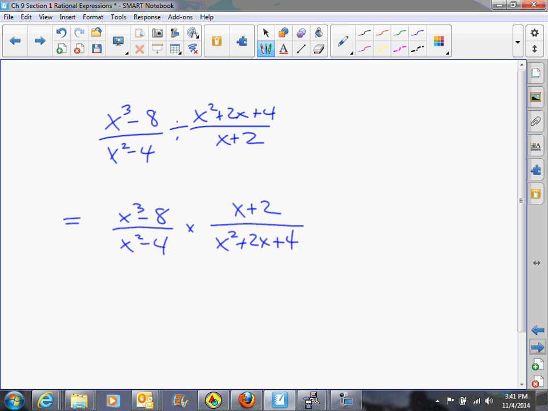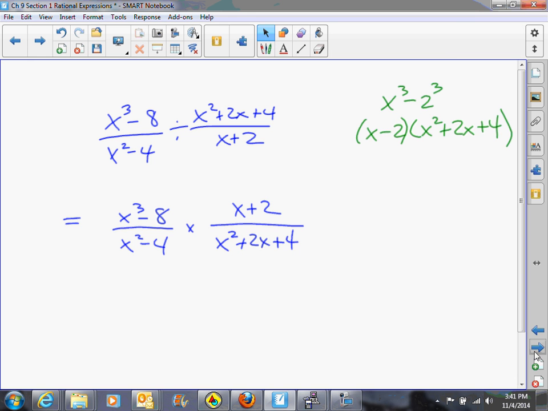X cubed minus 8, let's just write this over on the side. Now notice the way I wrote 8. 8 is 2 cubed. So what I have is the difference of cubes. Now there's a pattern for that, and if you don't remember the pattern, you're going to have to go back and look it up. But it turns out that this factors into x minus 2 times x squared plus 2x plus 4. So that's what we're going to put over here in place of the x cubed minus 8.